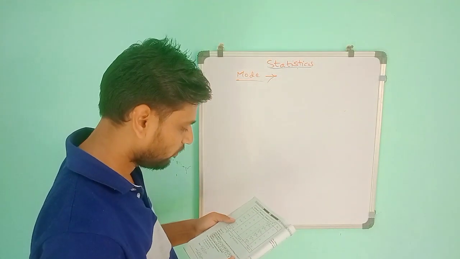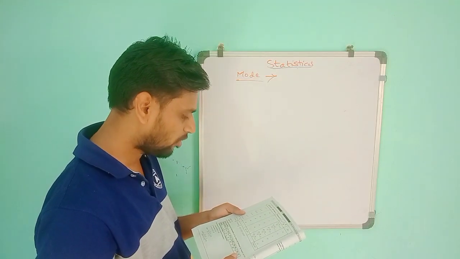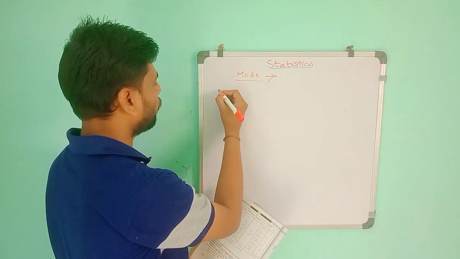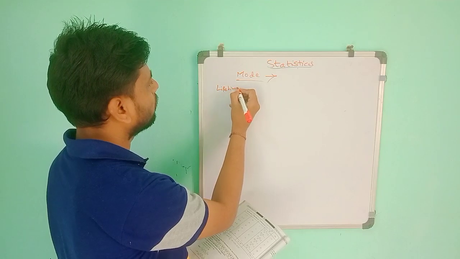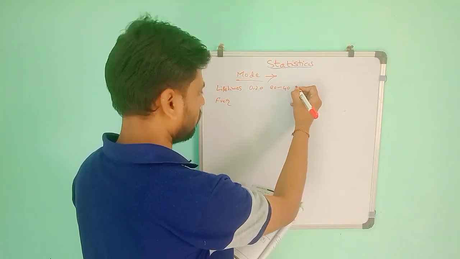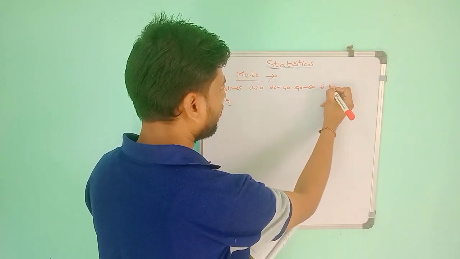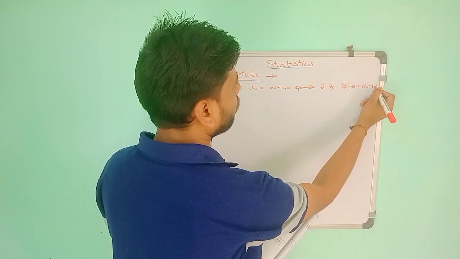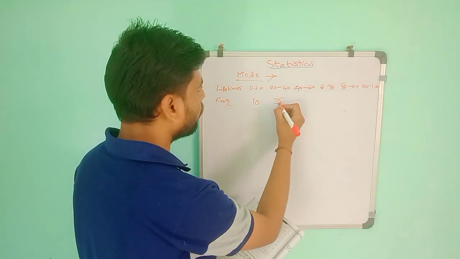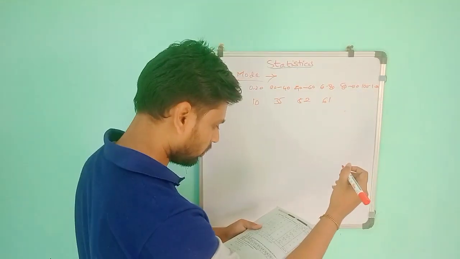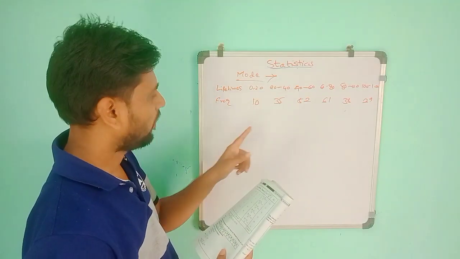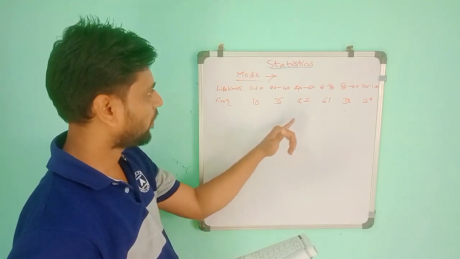The second one they have given: the following data gives the information on the observed lifetimes in hours of 225 electrical components. So the given frequency of the electrical components in the observed lifetimes in hours. Lifetimes are 0 to 20, 20 to 40, 40 to 60, 60 to 80, 80 to 100, and 100 to 120. Frequencies are 10, 35, 52, 61, 38, and 29.